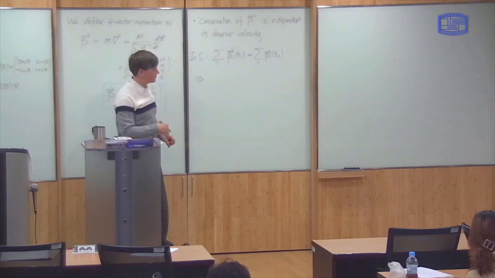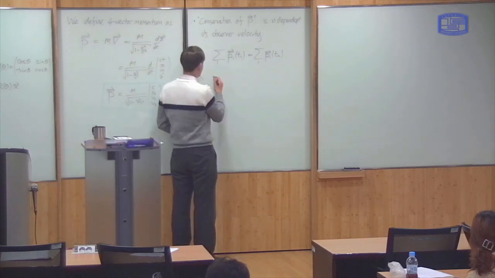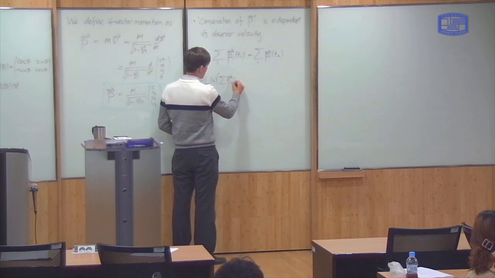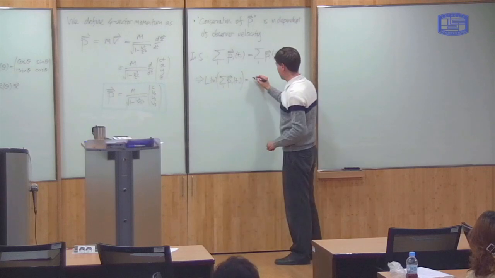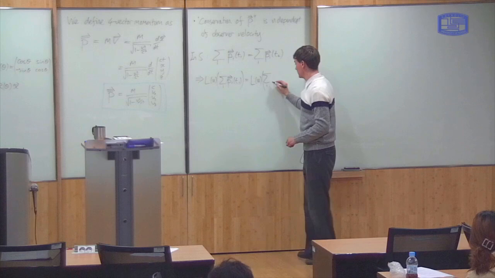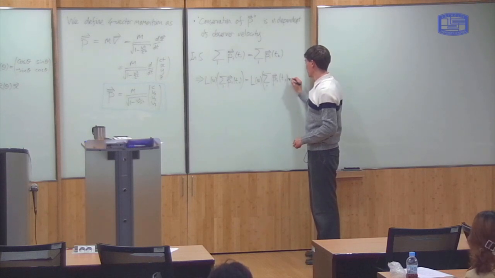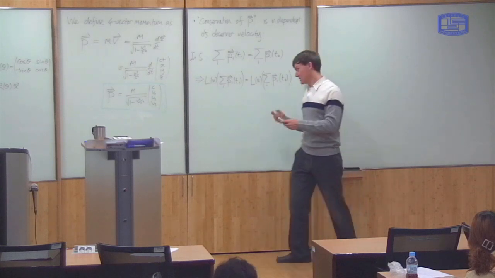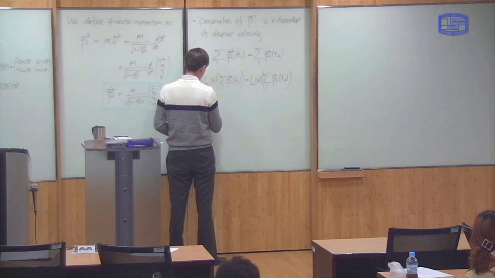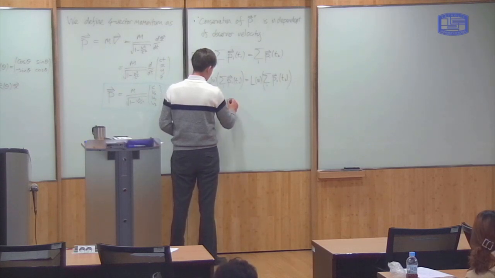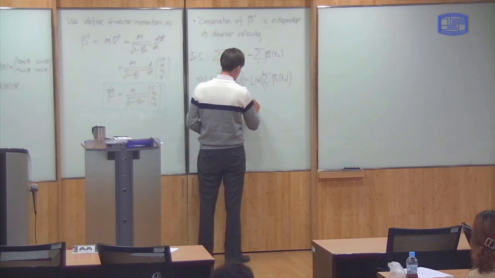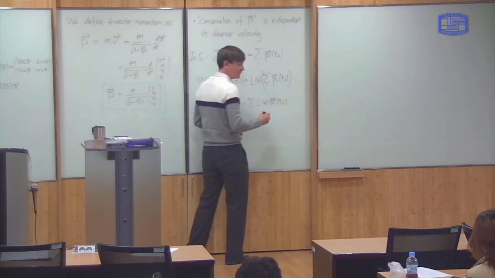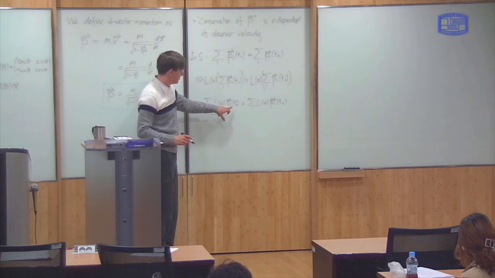Now I can multiply both sides of this equation by the Lorentz matrix. This is a four vector, so I can multiply by a 4 by 4 matrix. That gives me L of u times the sum over i of p_i at t1 equals L of u times the sum over i of p_i at t2. Now, you use the fact that this is a linear transformation, which means you can swap the sum with the matrix. So you can write this as the sum over i of L of u times p_i at t1, equals the sum over i of L of u times p_i at t2. And because this thing is a four vector, this is just momentum measured in S prime.